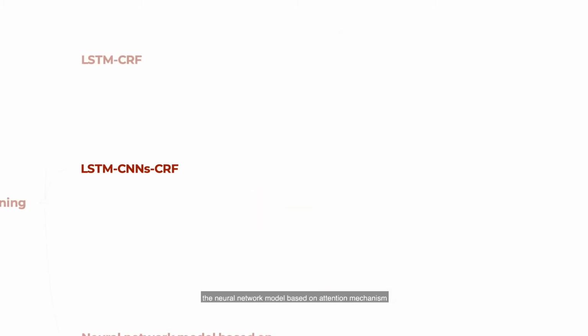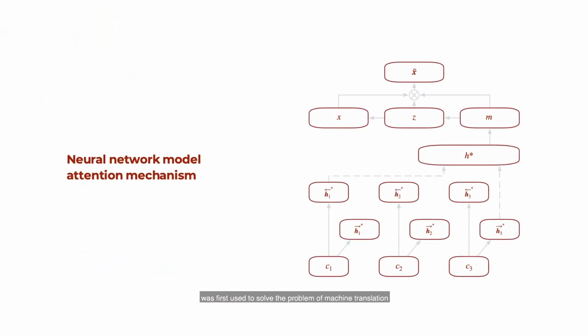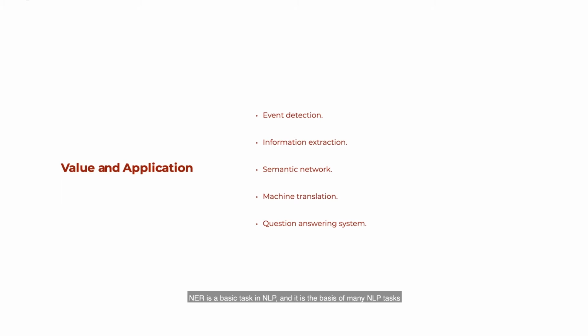The neural network model based on attention mechanism was first used to solve the problem of machine translation, and the attention mechanism can help expand the basic encoder-decoder model structure and enable the model to obtain information related to the next target word in the input sequence. NER is a basic task in NLP, and it is the basis of many NLP tasks, such as relation extraction, event extraction, knowledge graph, information extraction, question answering system, syntactic analysis, machine translation, and so on. It is widely used in NLP and plays an important role in the practical process of natural language processing technology.